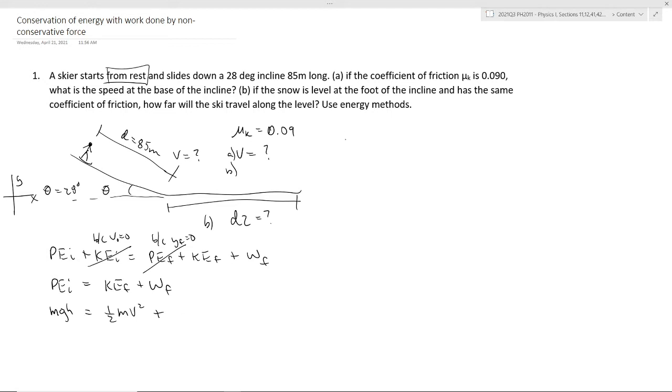A couple details. What is h exactly? Well, we are not given it directly, but we are given d and we are given theta. So h will be d sine theta, this side of the triangle. What is the work that's done by friction? Let's break this down. The work done by friction would be the force of friction times d times cosine theta.